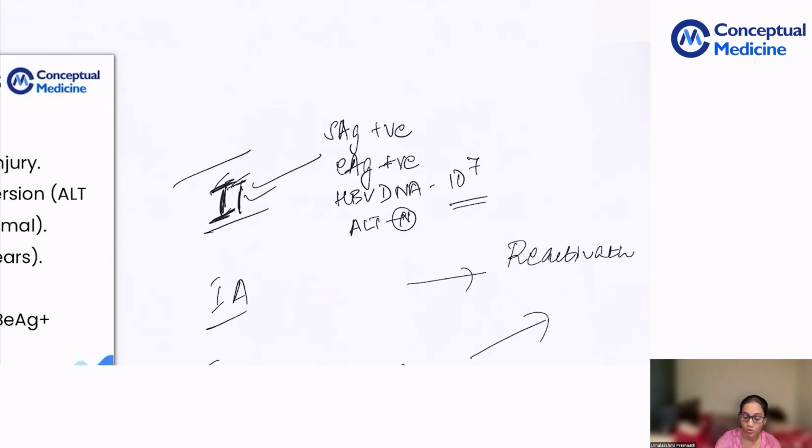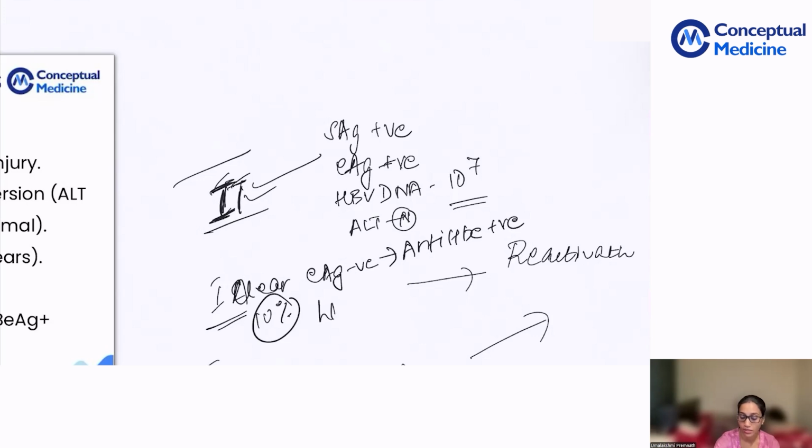But if you go into the immune active or the immune clearance phase, that usually happens at about 10% per year. That means E antigen becomes negative and anti-HBe becomes positive. So what happens? They're trying to clear. So there's increased seroconversion. And in the process, your LFT increases, or ALT will increase. So whenever this ALT is high, then definitely you have to start treatment for them.